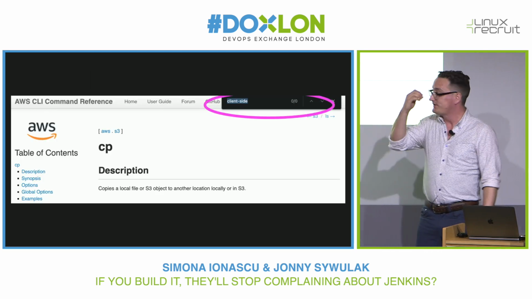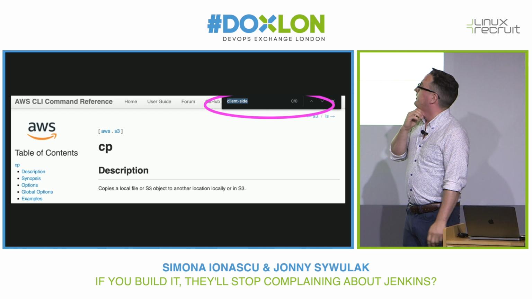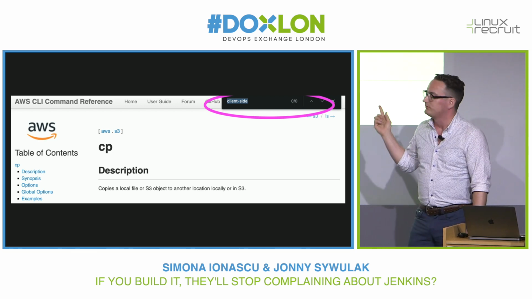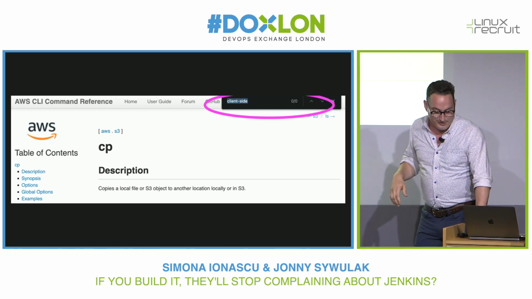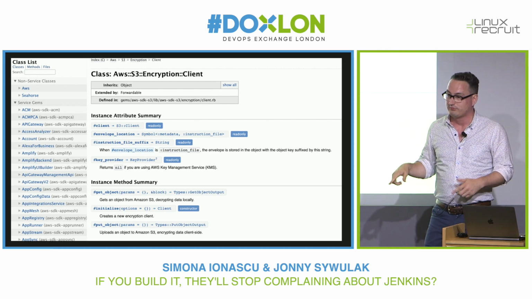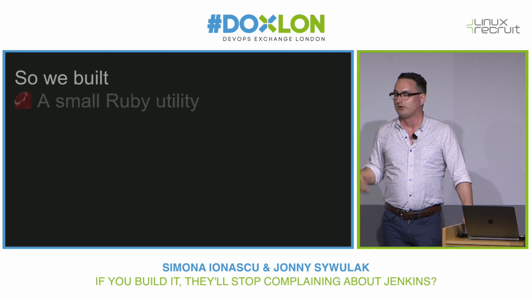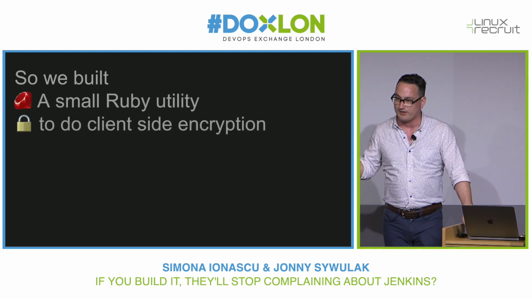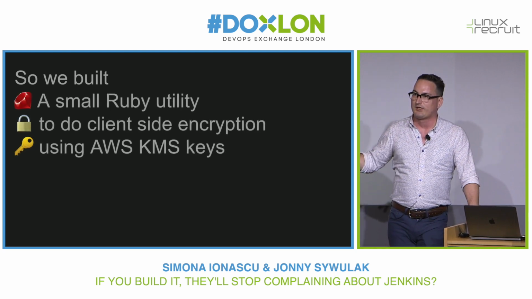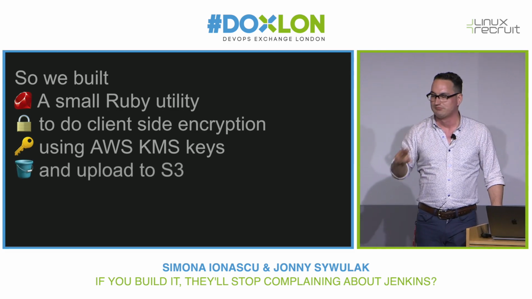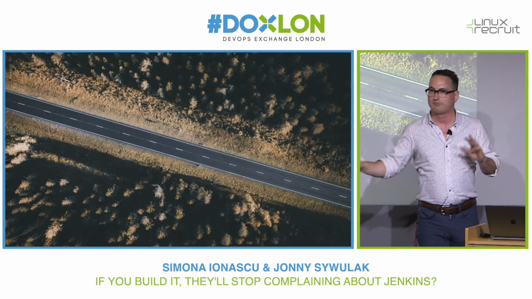I really thought the AWS CLI would do it, but it didn't at the time, and I don't think it does now, because I actually took the screenshot the other day. The Ruby SDK did, and I think the other SDKs do as well. So we just built a really straightforward Ruby utility that did the encryption using KMS and uploaded to S3. That was it. Super straightforward. It was not complicated at all.